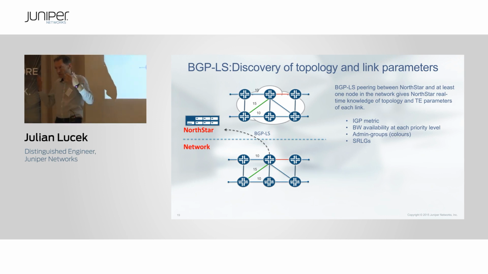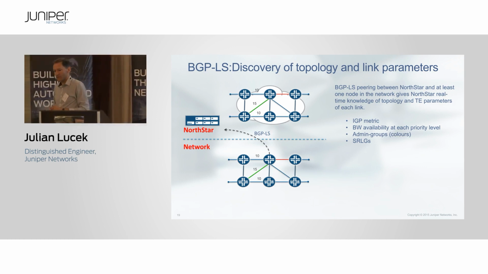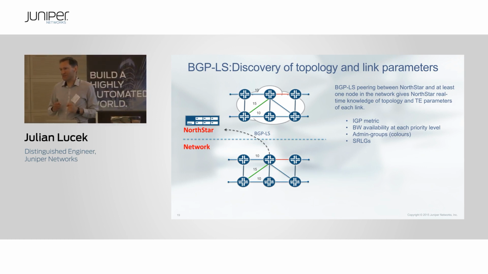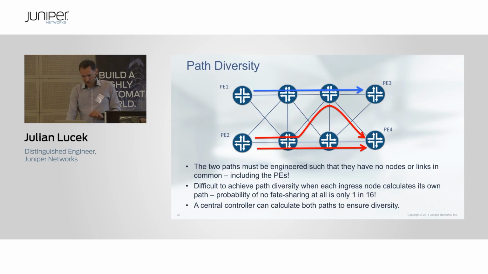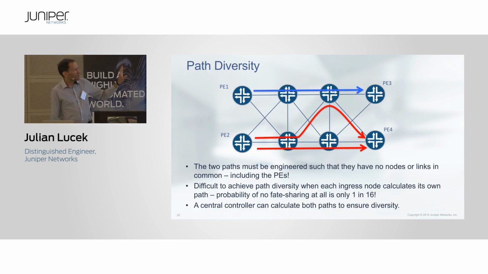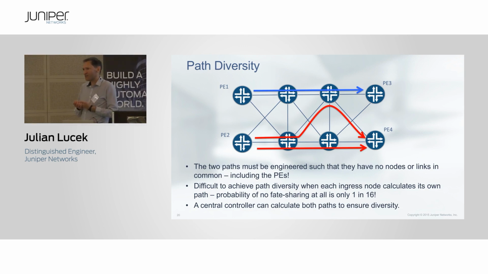And so in its mind, it's got a real-time replica of the network topology, which allows it to do path computations. It has to know what the real topology of the network is in order to successfully do path computations across that topology. A classic use case for the controller is path diversity. So in this example, we want to have two diverse LSPs, the blue one going from PE1 to PE3, the red one from PE2 to PE4. Why do people want diverse LSPs?